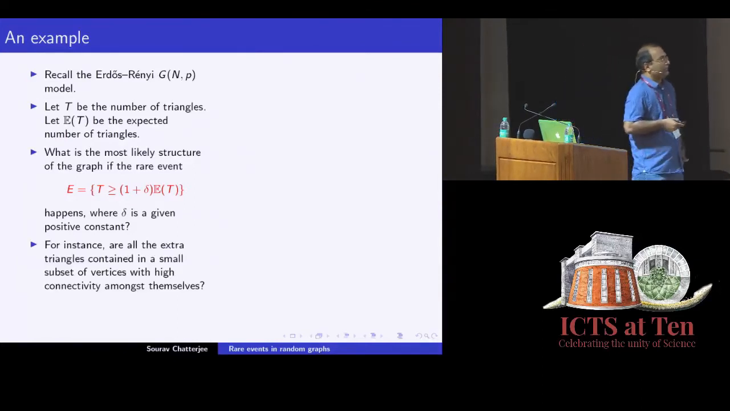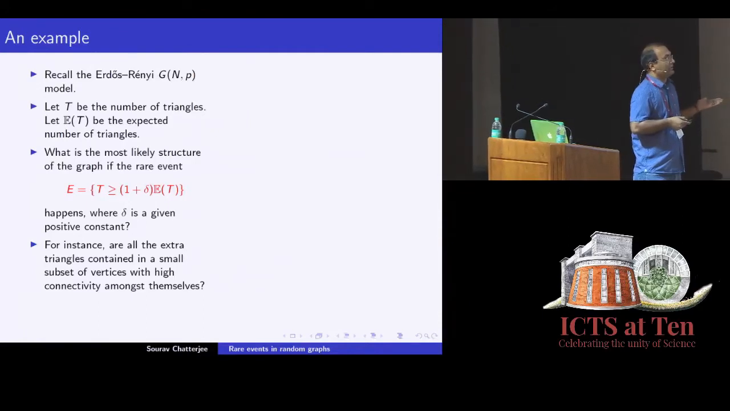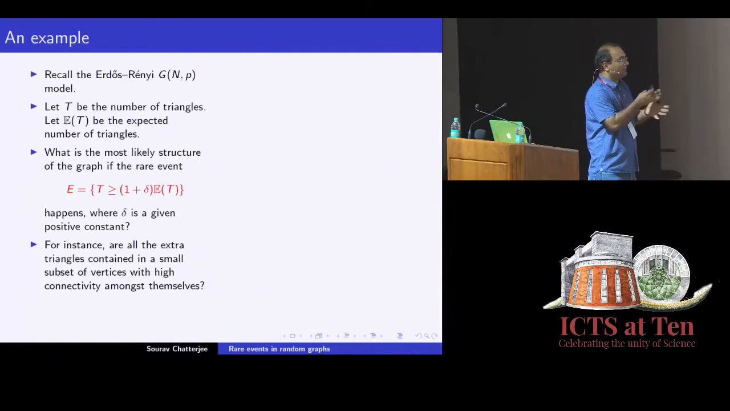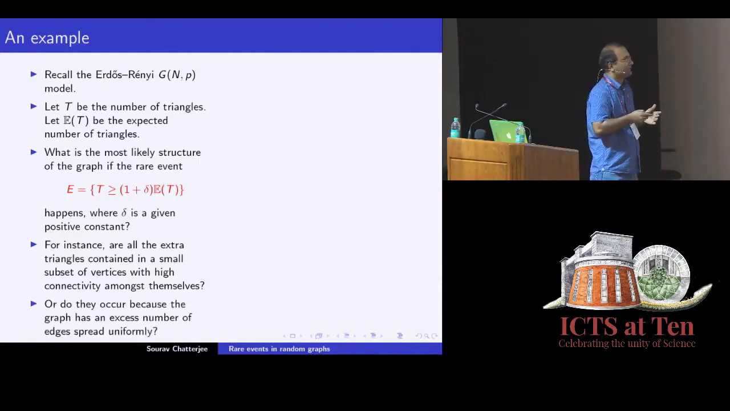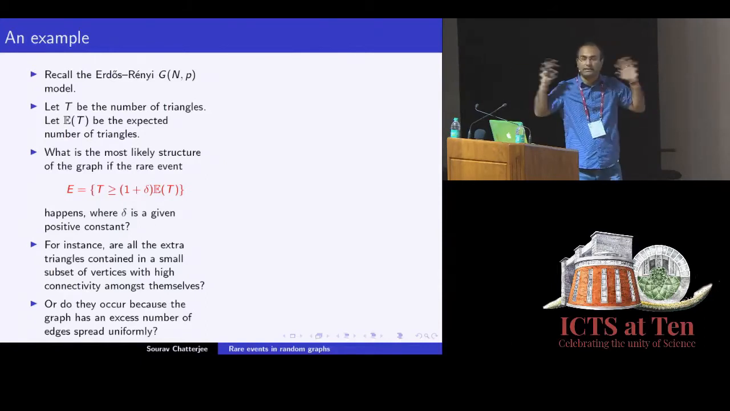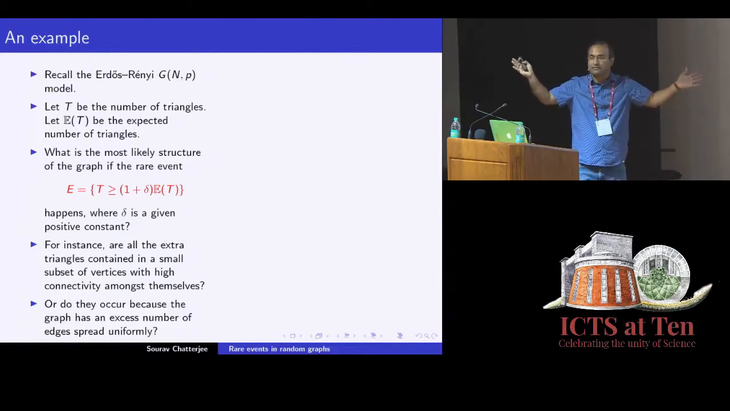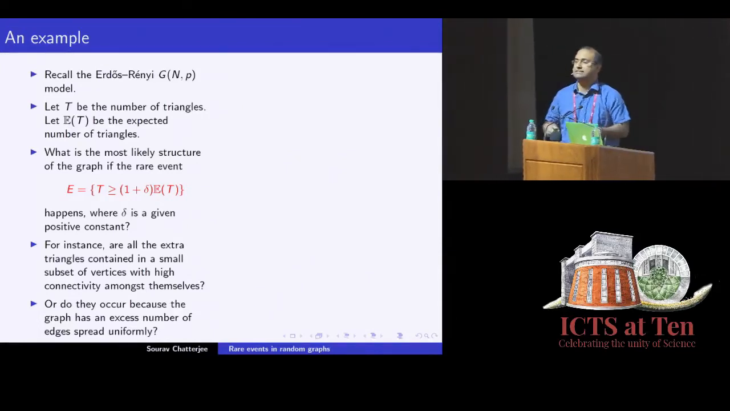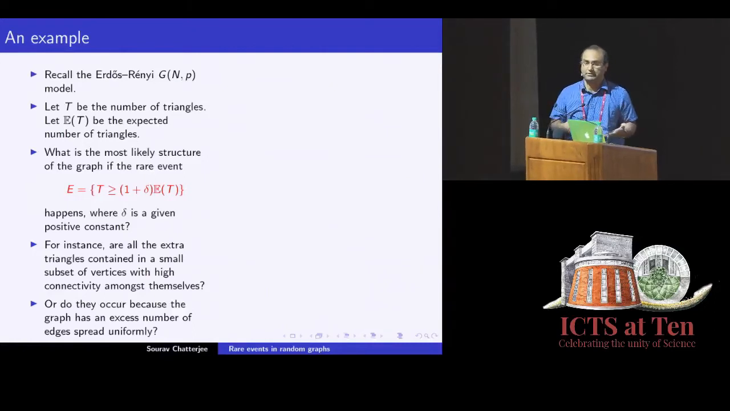There are many ways that this can happen, right? All the extra triangles may be contained in some small set of vertices which are highly connected among themselves. Or it may be that there is just an excess number of edges spread out uniformly all around the graph. There are many different ways that this extra number of triangles can happen. So what is the most likely way that this is going to happen if this rare event occurs?